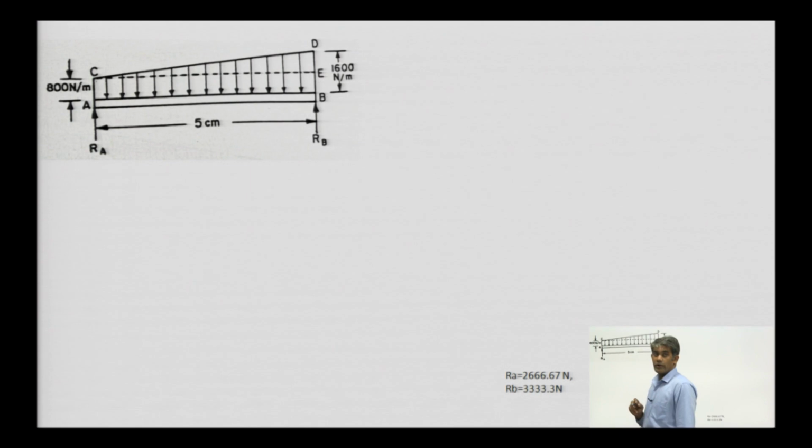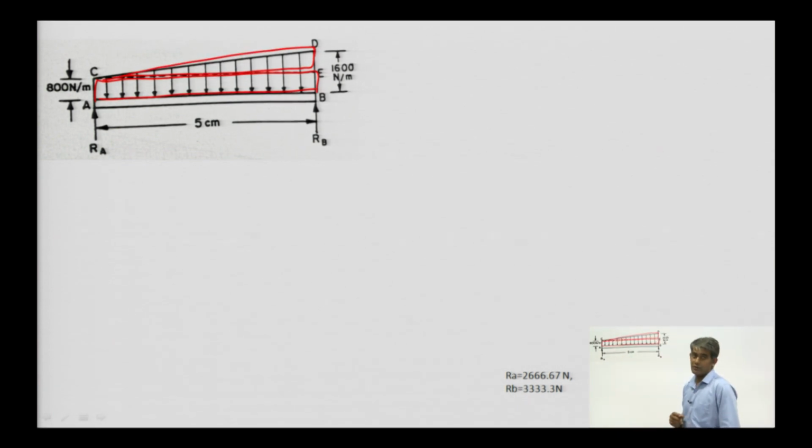This trapezoidal loading can be divided into two parts. This one loading can be treated as UDL, and the upper side of the loading can be treated as UVL. So, we will apply the same steps as we did in the previous example.